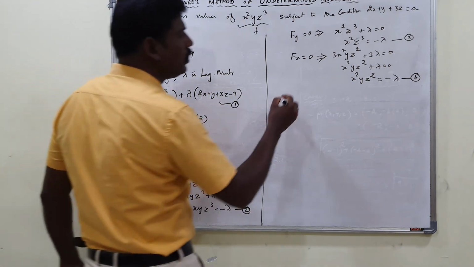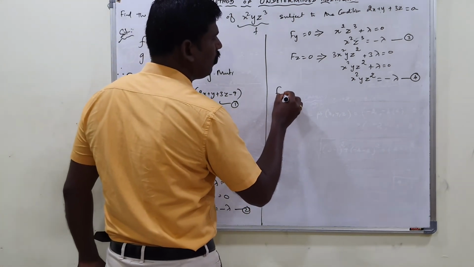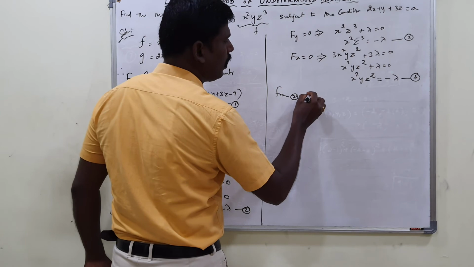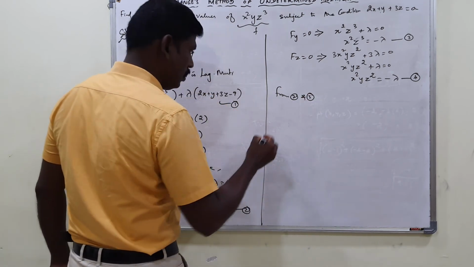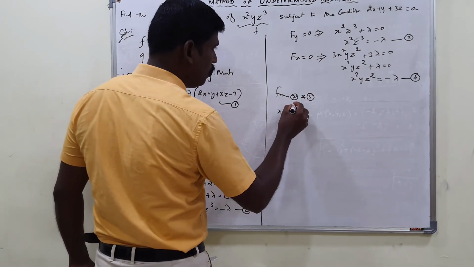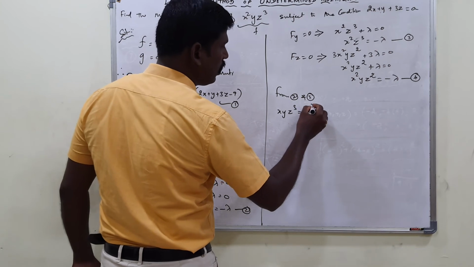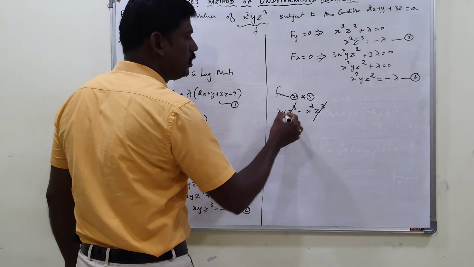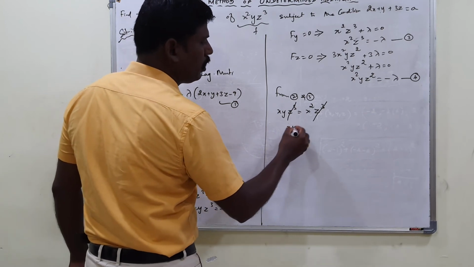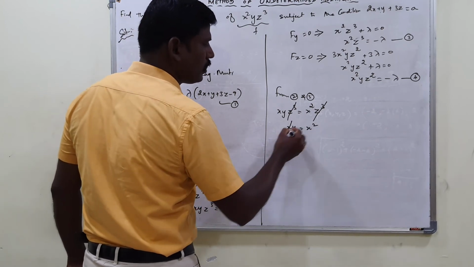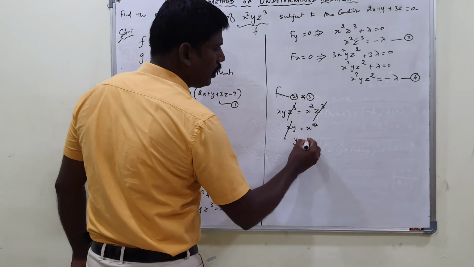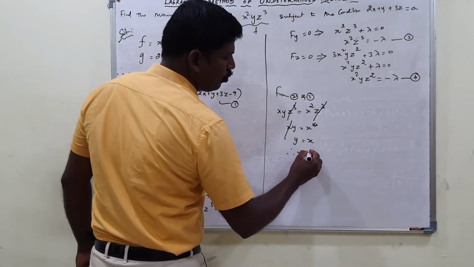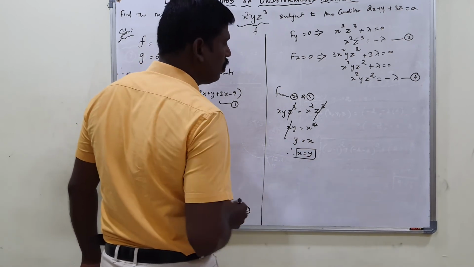By equating 2 and 3, from 2 and 3 what do we get? x y z cube equal to x square z cube, isn't it? We can cancel z cube with z cube. x y equal to x square. Same like that, we can cancel x with x. So y equal to x. That is x equal to y. Right?